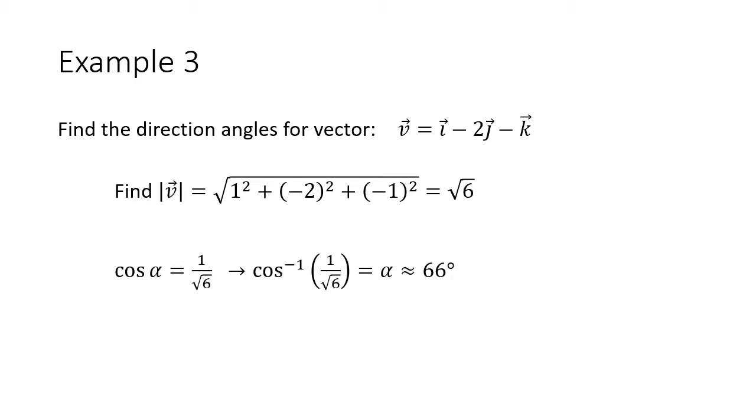angles. So alpha is going to be a, and again, a is that component in front of i, which in this case, a is 1, it's 1i.